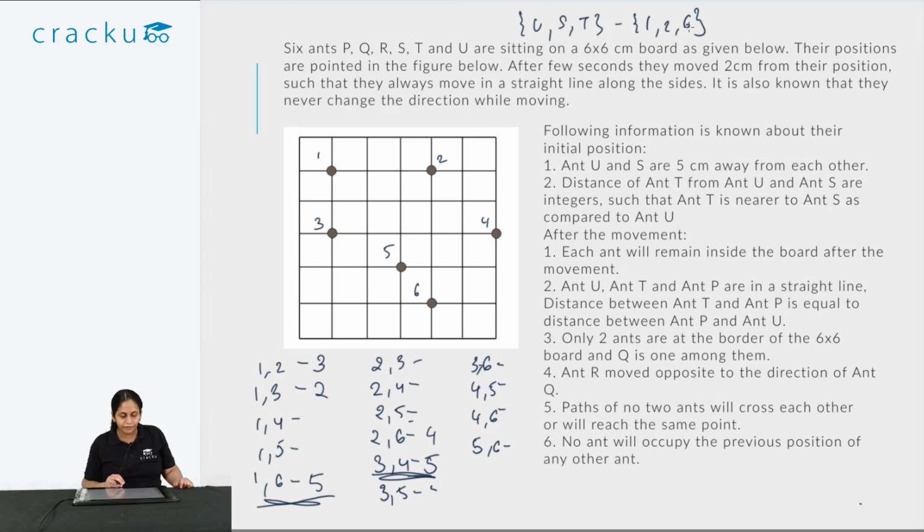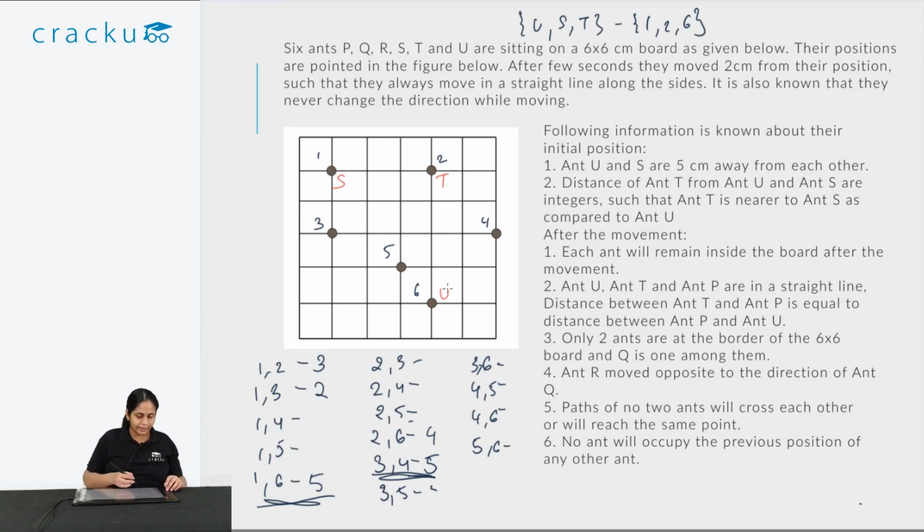So we can confirm that U and S would be one of 1 and 6, and T will be 2. So this is T, that I know for sure now. Actually, I'll put it in red so that I can confirm that. So this is T for sure. Now it's given that ant T is nearer to ant S as compared to ant U. So this one is closer, so this must be S and this must be U. Okay, so I've gotten the positions of S, T and U based on the initial positions.